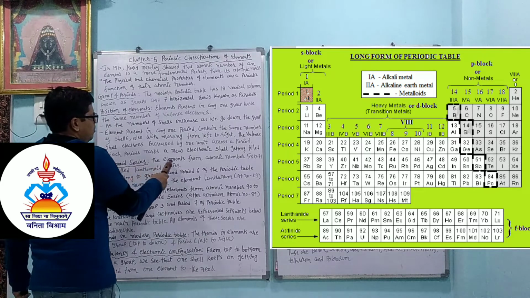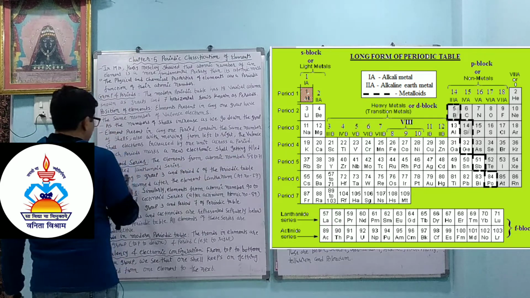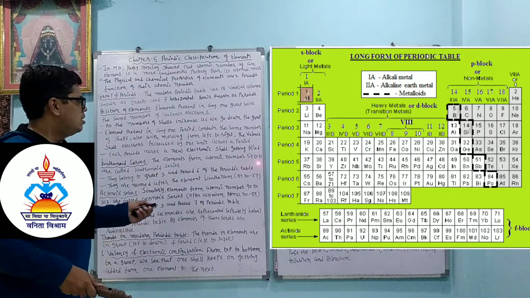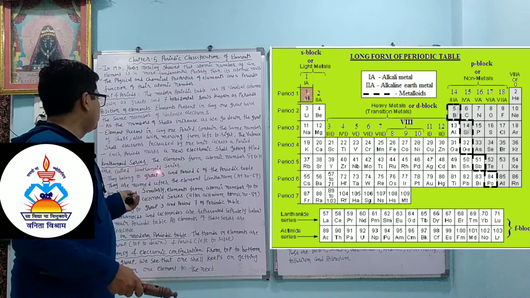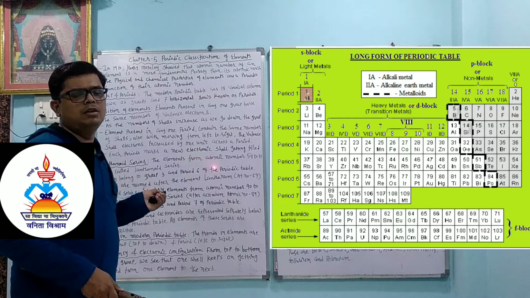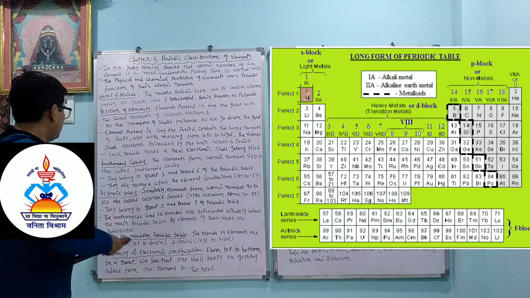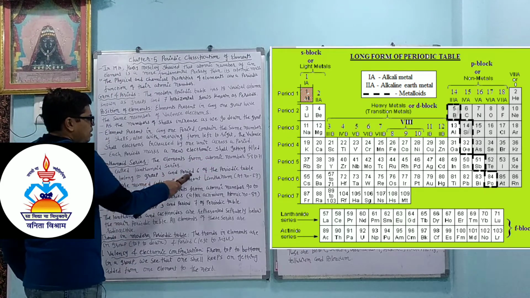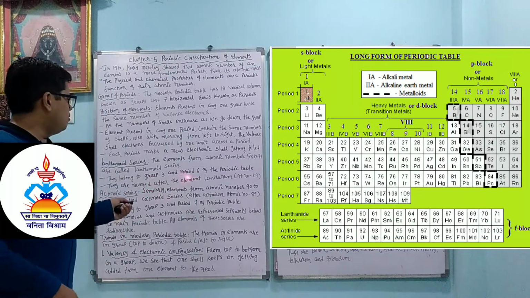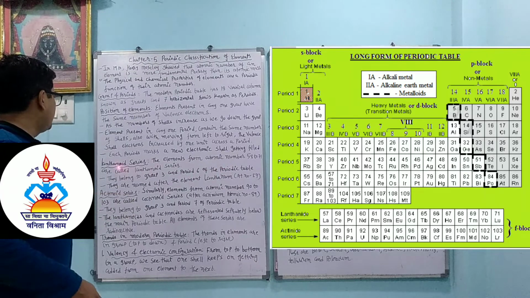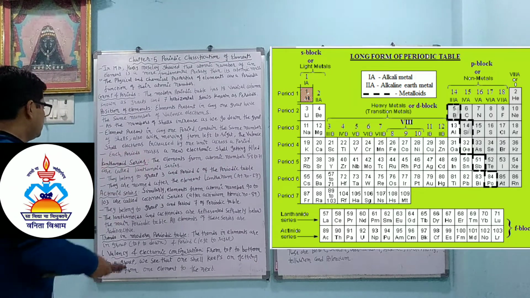Lanthanoid series. The elements from atomic number 58 to 71 are called the Lanthanoid series. You can see the atomic numbers from 58 to 71. They are called the Lanthanoid series because they start from lanthanide. They belong to group 3 and period 6 of the periodic table. Remember, dear student, it is in group 3 and period 6 that we find the Lanthanoid series.